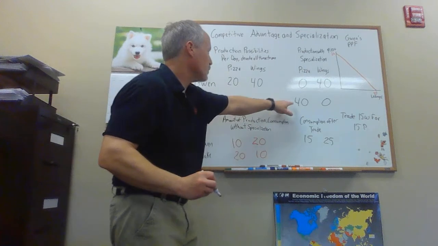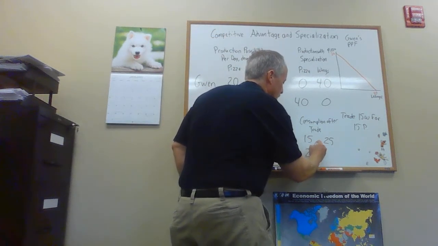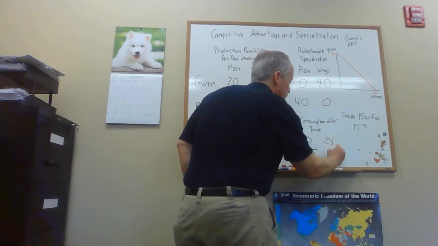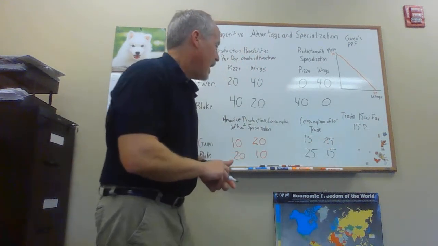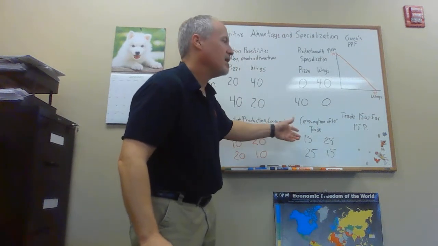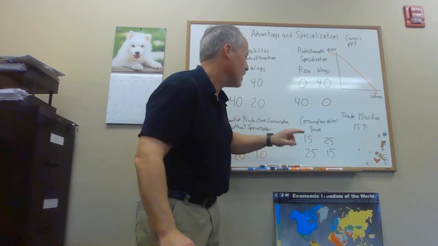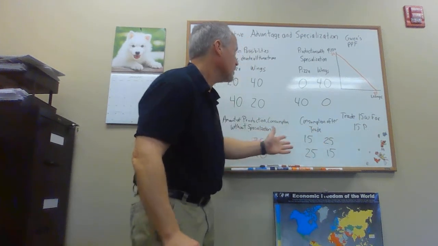Blake starts with 40 pizzas, trades 15 of them to Gwen, so he's left with 25. But he gets 15 wings from Gwen. So after they produce and trade, they're ready to consume. Gwen has 15 pizzas and 25 wings. Blake has 25 pizzas and 15 wings.